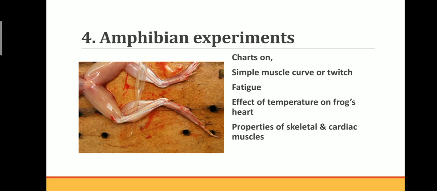These are not actually performed by the students, but simulatory experiments are performed by the students, wherein visually impactful electronic, stimulated or computerized experiments are done, just to understand the concept behind the amphibian experiments. Generally, charts and graphs are kept on the amphibian experiments, which are usually related to simple muscle curve or twitch, or demonstration of fatigue, effect of temperature on frog's heart, or any other properties of skeletal and cardiac muscles in frog.